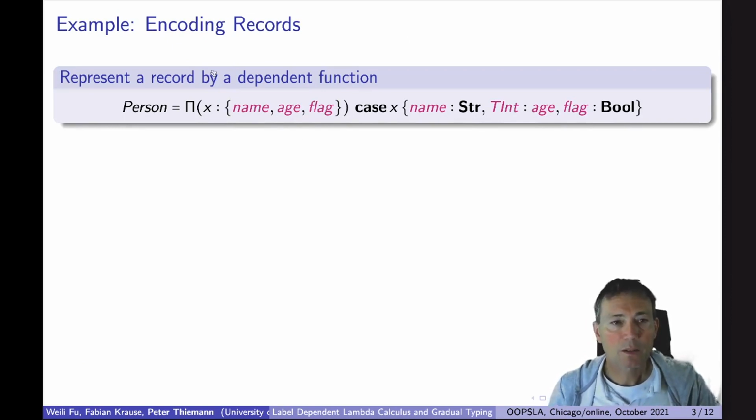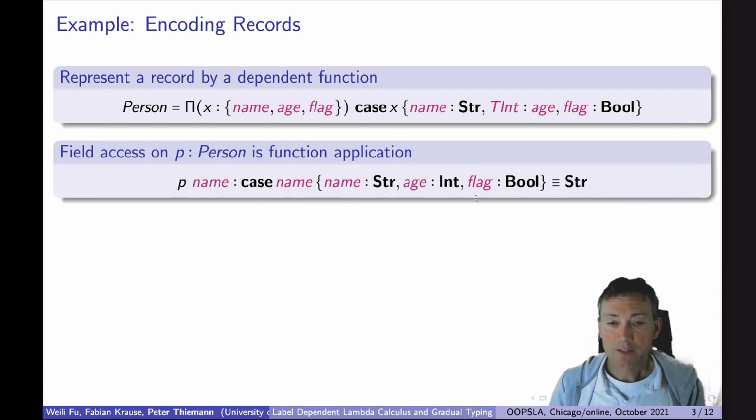Here's the encoding of records using the label-dependent Lambda calculus. In this case, a person is modeled by a dependent function that takes an element, a label, which is drawn from the set name, age, or flag, and then it distinguishes the label. If it's a name, then the type is string. If it's age, then the type is int. If it's a flag, then the type is bool.